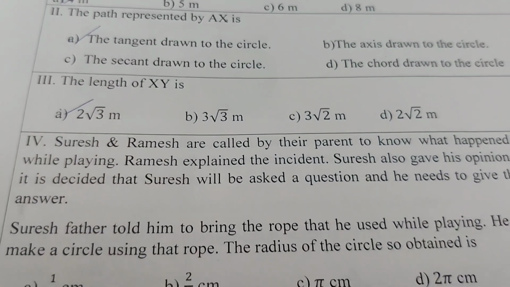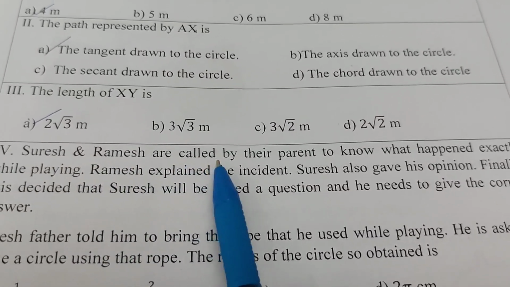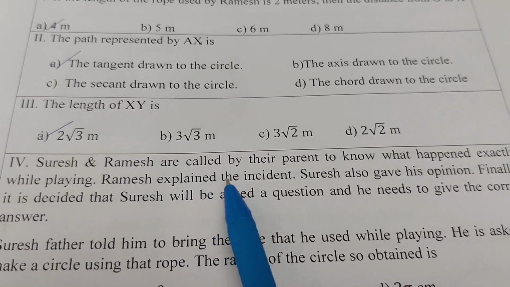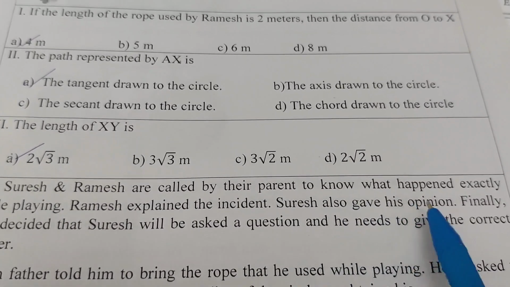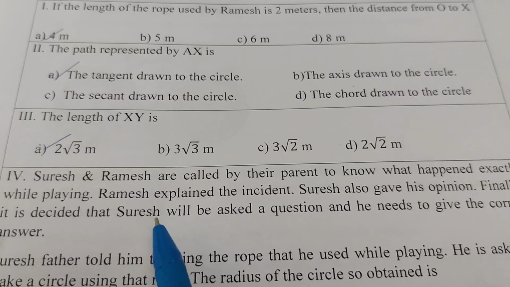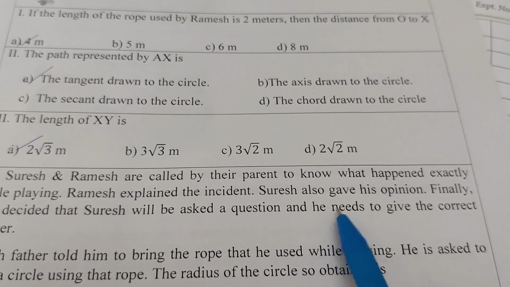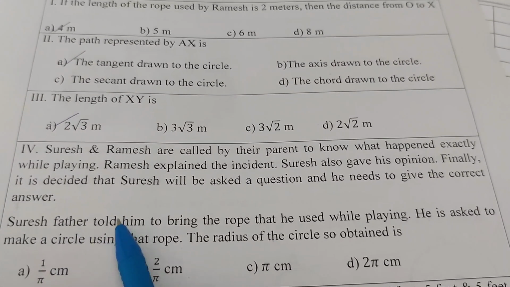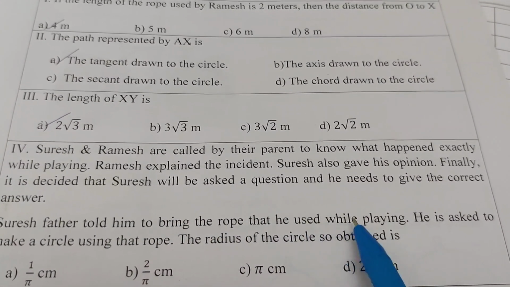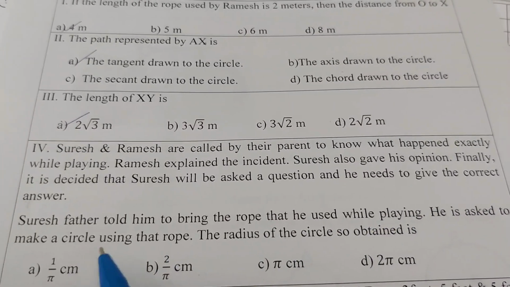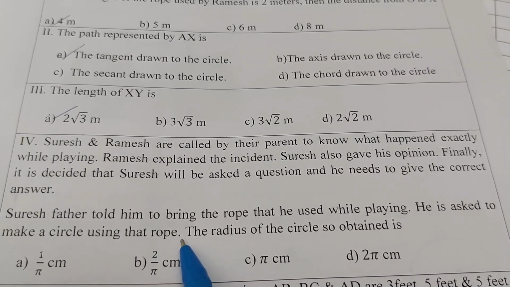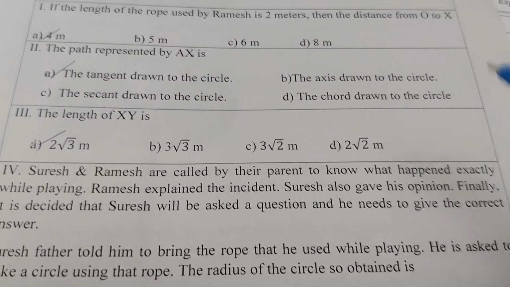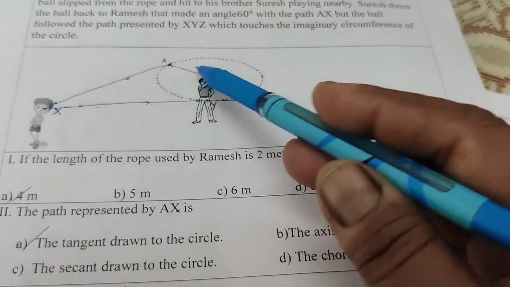Now question number 4. Suresh and Ramesh are called by their parents to know what happened exactly while playing. Ramesh explained the incident. Suresh also gave his opinion. Finally, it is decided that Suresh will be asked a question and he needs to give the correct answer. Suresh's father told him to bring the rope that he used while playing and asked him to make a circle using that rope. The question is to find the radius of the circle so obtained. The length of the rope is 2 meters.